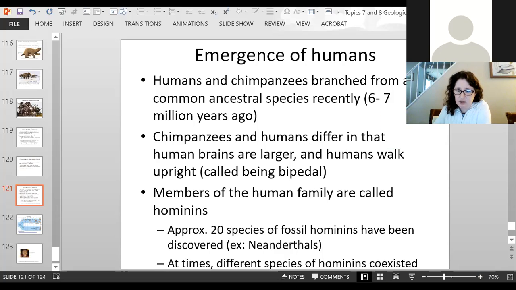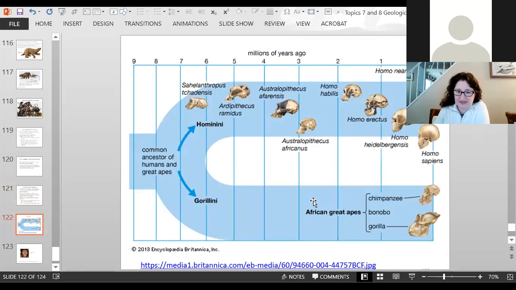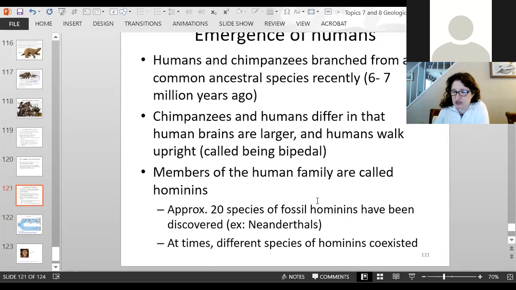There were approximately 20 species of fossil hominins that have been discovered. For example, one of the human species that has been found was the Neanderthal. At times, different species of hominins actually coexisted. So there were different groups of human species that actually lived at the same time.